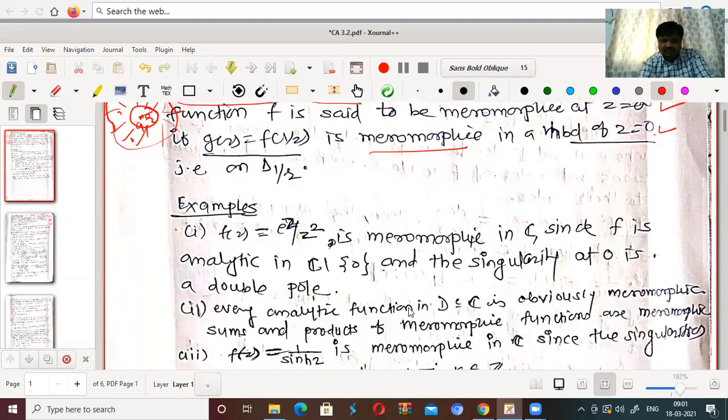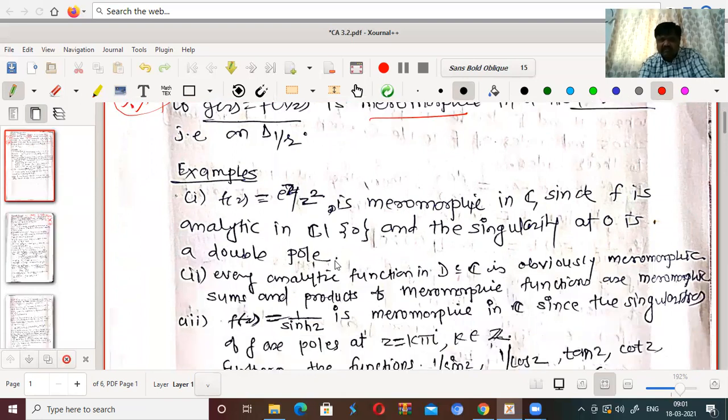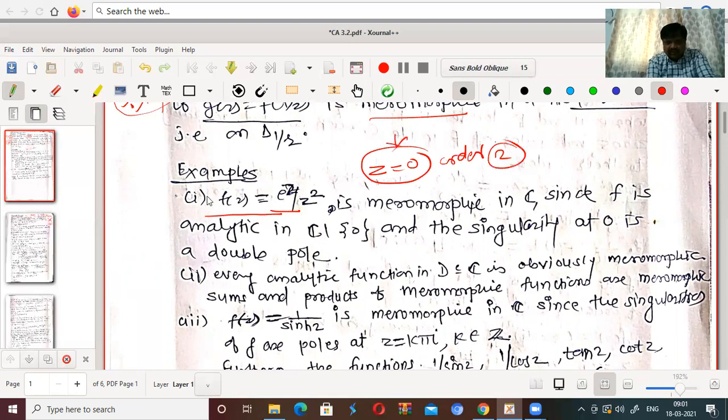We will see some examples of meromorphic functions. Then we will get a clear concept of what is meant by a meromorphic function. For example, f of z equal to e to the power z upon z square. F of z has a singularity only at z equal to 0, a pole of order 2. Except at z equal to 0, the function is well defined.